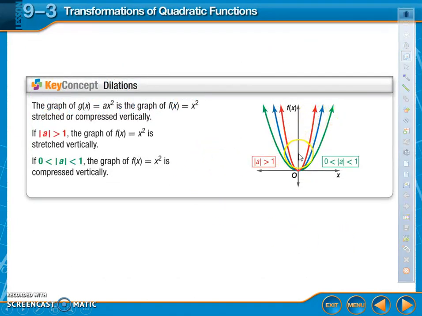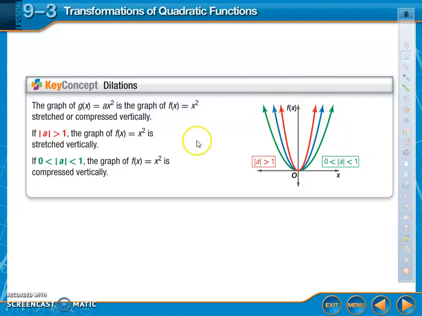Dilations. These are awesome because this is what we're starting with, the blue one right here. That's your parent function. How do you make parabolas skinnier? How do you make them fatter? Well, if they're skinnier, the a value out in front is going to be greater than 1, meaning it's stretched vertically, straight up.